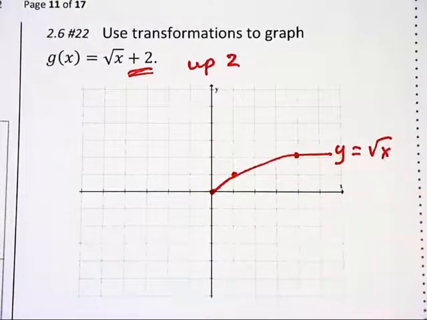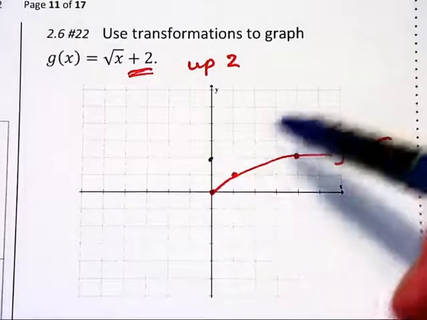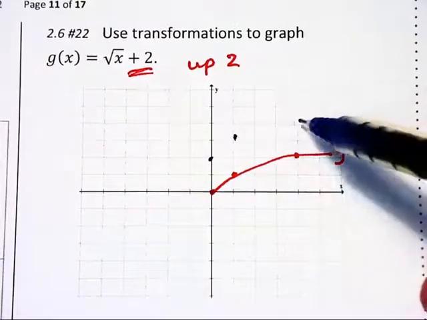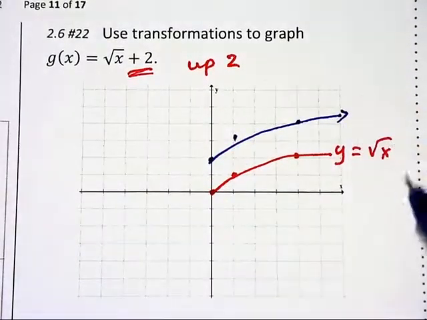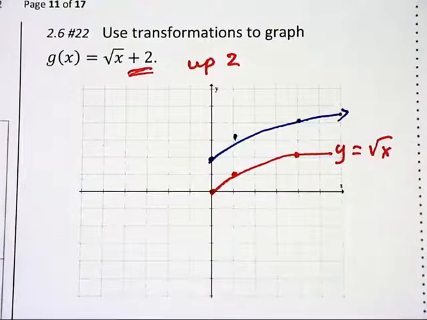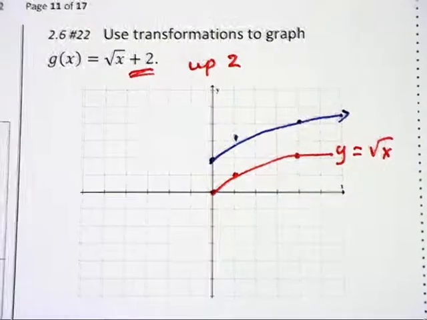and you have this basic graph for y equals root x. Now we are moving this graph 2 units upward, so here we go. Everything gets moved 2 units upward, and there you have your graph. Notice we don't need an XY chart when we understand these transformations.